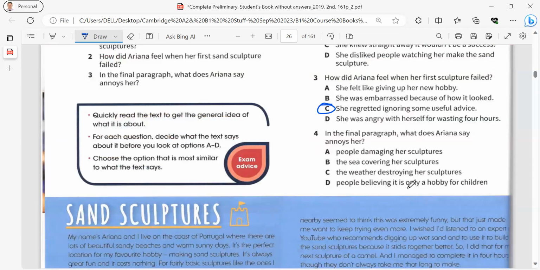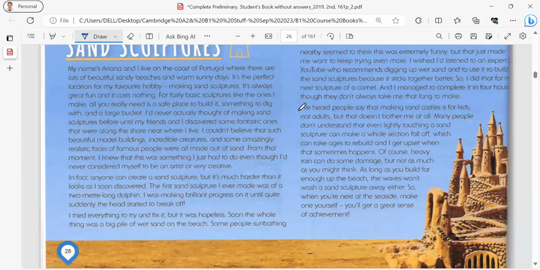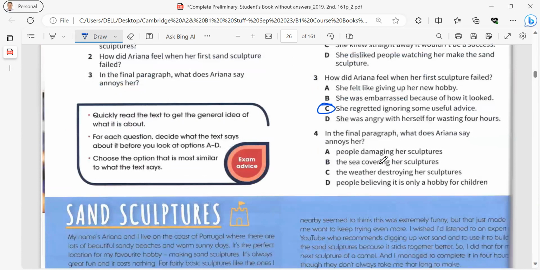Yes. People believing it is now. Read at the beginning, Rob. Here, the last paragraph. Making sandcastles for kids, not adults, but that doesn't bother me at all. Okay, but here, I get upset, I get upset, yani worried, when that sometimes happens, when someone what fell off, which takes or can take ages to rebuild. This is the right answer, right? Yes, exactly. People damaging hair sculptures.